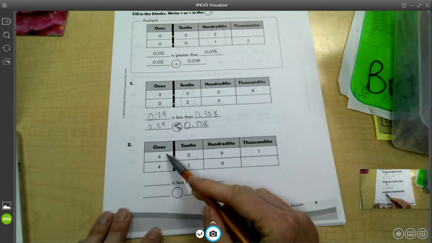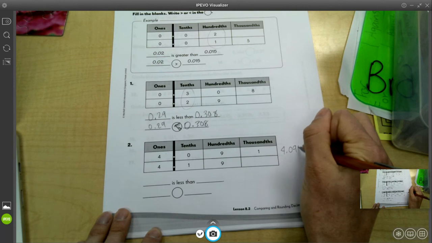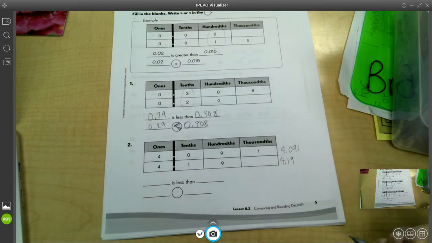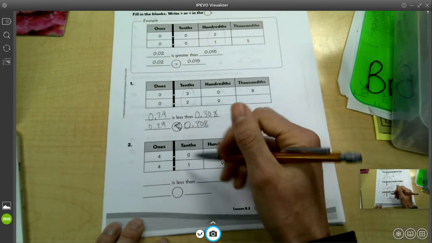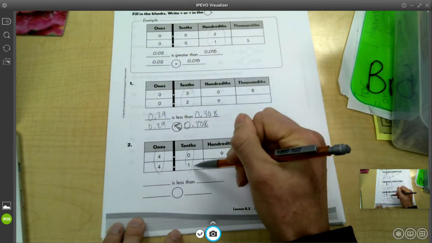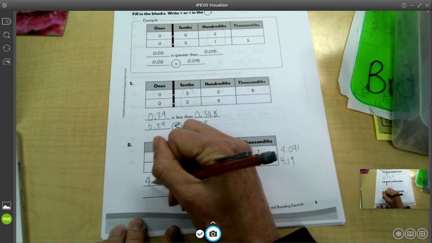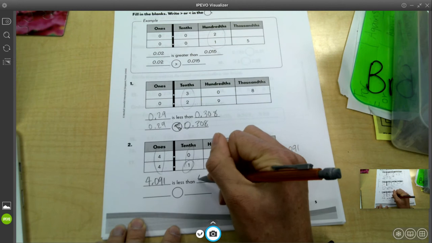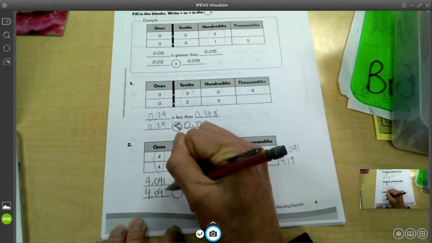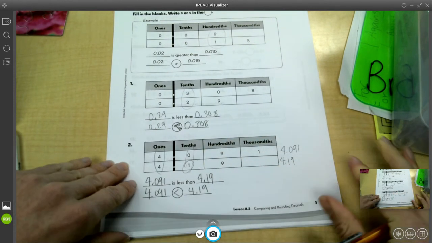All right, here I have 4, I'm just going to write it over here. 4 and 91 thousandths, it's just easier for me to see, versus 4 and 19 hundredths. Well, I can look at these are the same, so I have to go to my next place value. Here this bottom one is going to be larger. So I have 4 and 91 hundredths is less than 4 and 19 thousandths. Rewrite that is less than 4 and 19 hundredths.